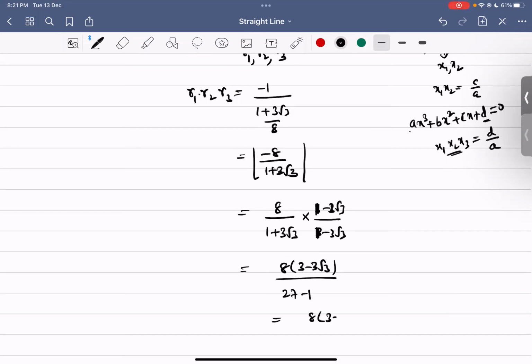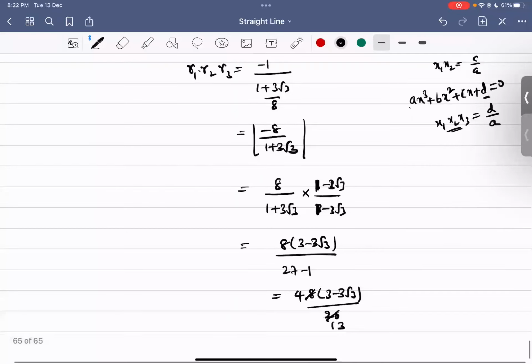8 into 3 minus 3 root 3 by 26. Therefore 2 4 times, 2 13 times. Therefore the answer is 4 by 13 into 3 minus 3 root 3. Sorry, again 3 minus 3 root 3. I have written 1 minus 3 root. So this is an application of the parametric equation.